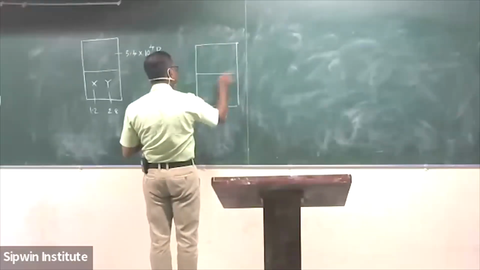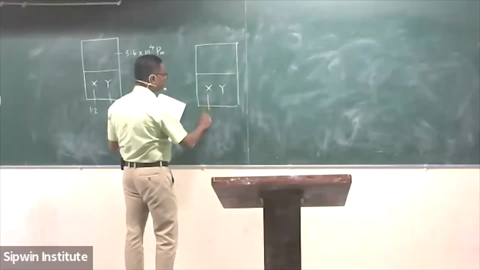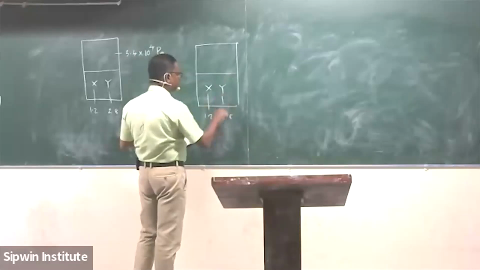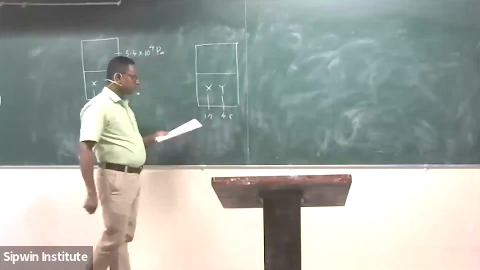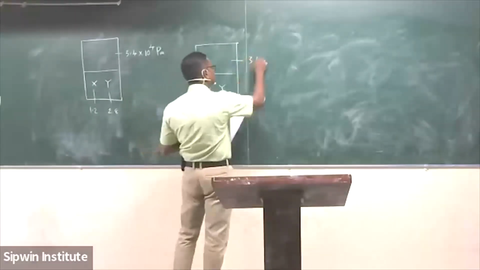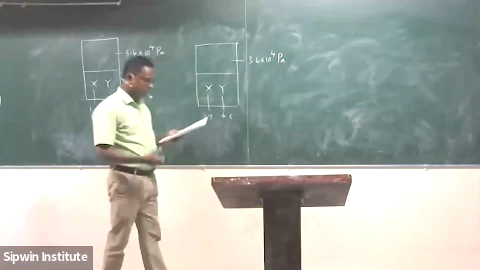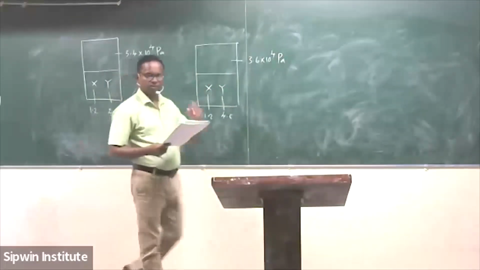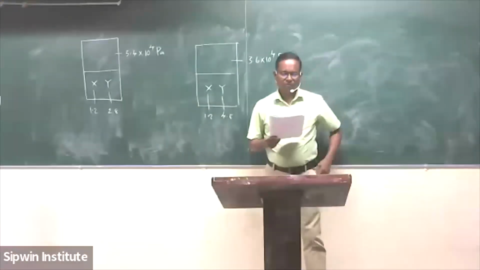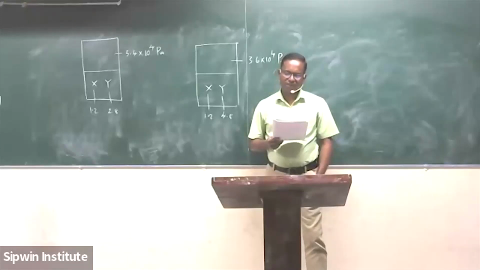The other one: X is 1.2, Y is 4.8, and the pressure is 3.6 times 10 to the power 4. Like that. Now the question: calculate the saturated vapour pressure of X and Y at this temperature.